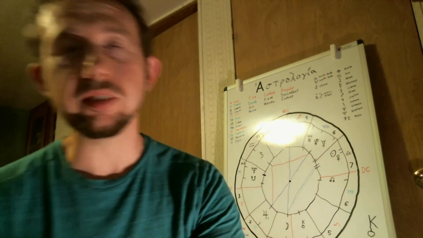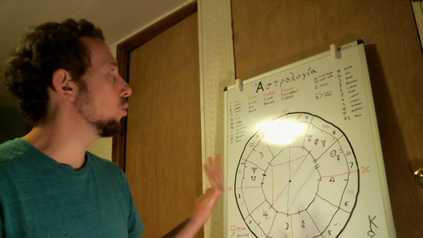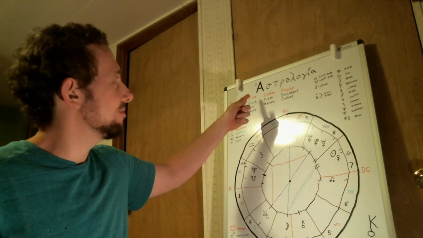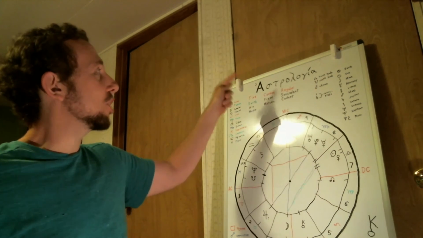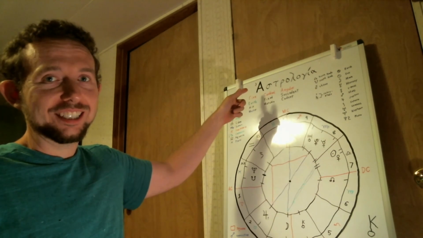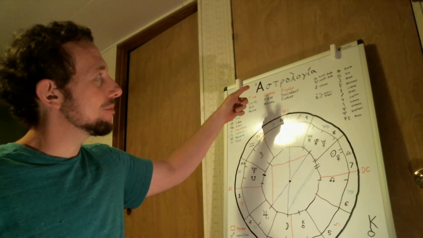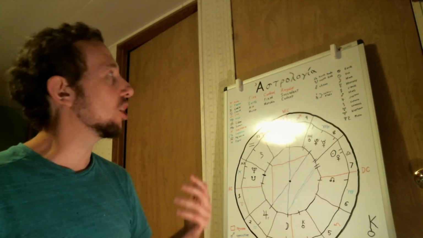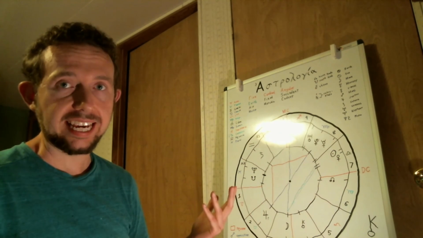So that's all I'm going to cover in this video. And before I forget, some of you may be wondering what this means at the top of the chart. That is Greek for astrology. So in English we say astrology. In Greek it is astrologia.